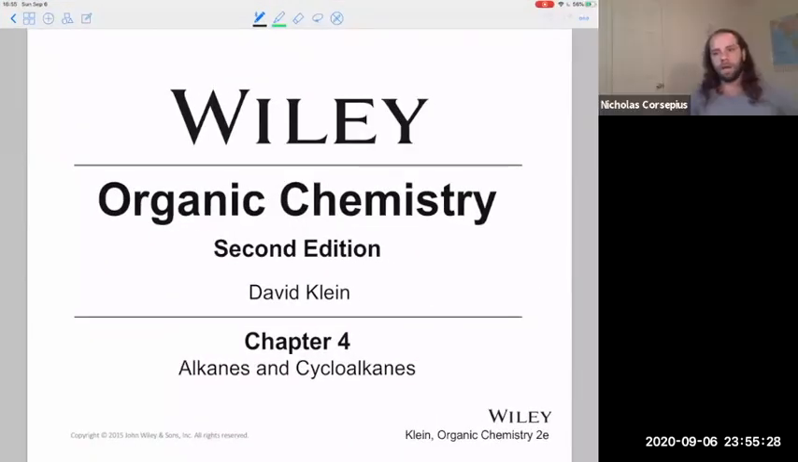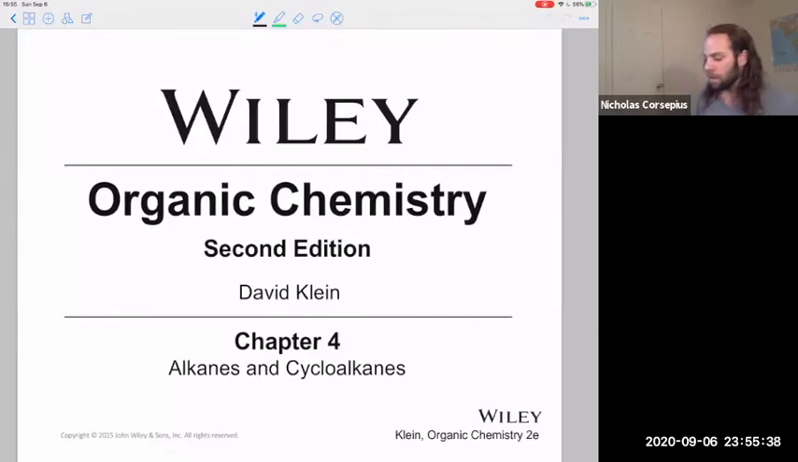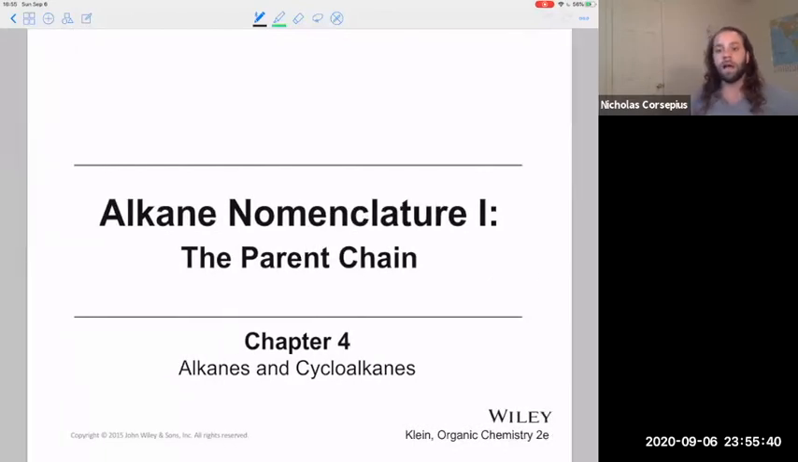All right, hello everyone. Let's start in on chapter 4 material. This chapter we're going to be dealing with the simplest functional group that we've talked about thus far, which is just the alkanes. Specifically, we're going to work on alkane nomenclature in these next few lectures, and so it's sort of broken down in this step-by-step process. The goal of this video is going to be to find the parent chain, and of course I'll explain what that means.